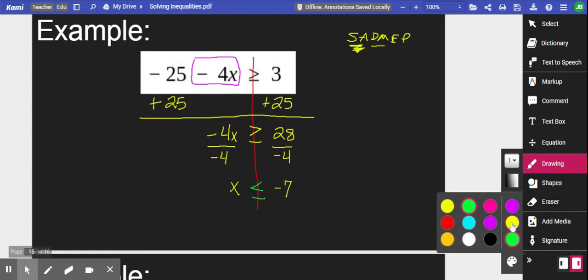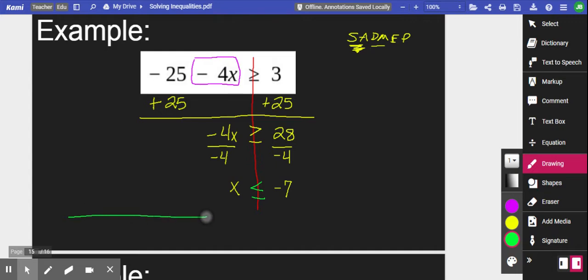Now again, we're going to take some time here. Let's graph this. I want to graph my solution set. What I'm going to look at is where's my 0? My 0 is going to be right here. We have negative 1, negative 2, negative 3, negative 4, and here is negative 5, negative 6, negative 7, negative 8, negative 9, and here is negative 10.